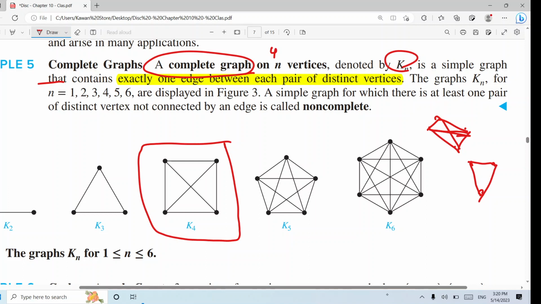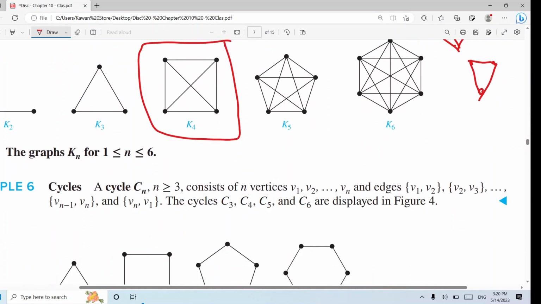Understood? So if I have, for example, K10, how many edges does each vertex have? 9, exactly, because each vertex will be connected to the other. It's like a net, you can imagine. Understood? Good. So here's the K1.